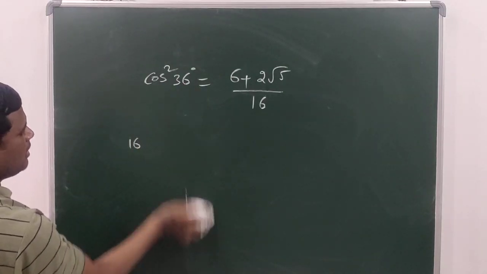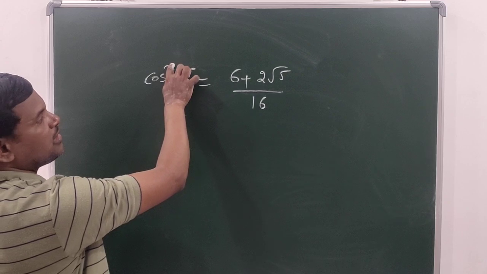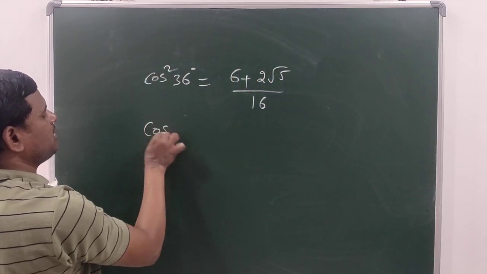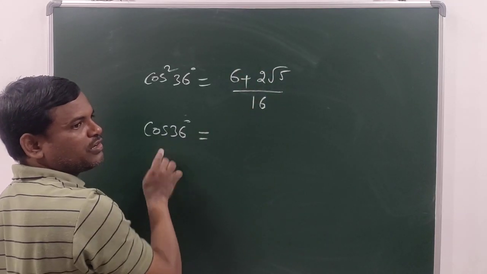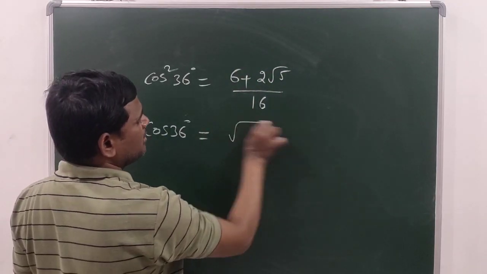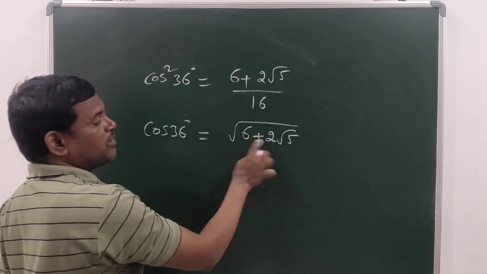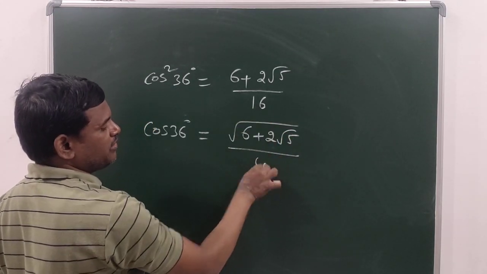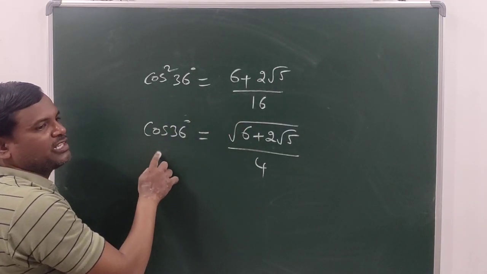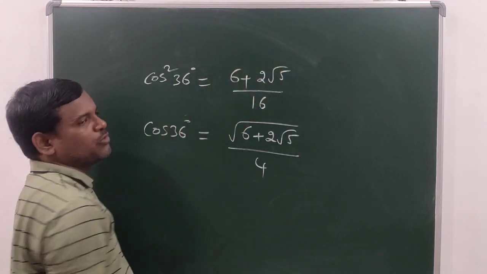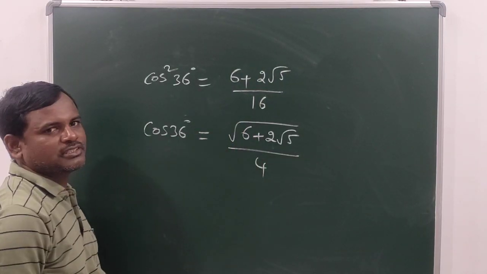So we want cos 36. For that, this square you have to transfer to the right side. Take square root on both sides so that here you will get cos 36 and here square root of 6 plus 2 root 5 by root 16, 4 you will get. What did I do to get this step? I took square root on both sides. So here I got cos 36, there I got like this.